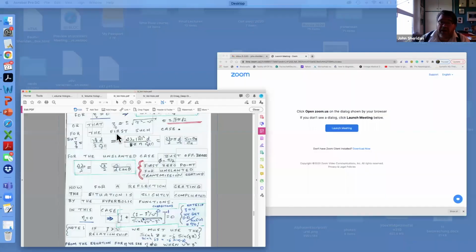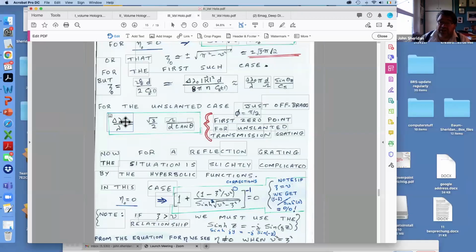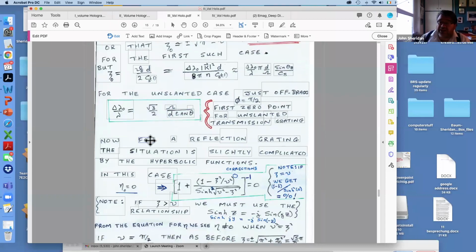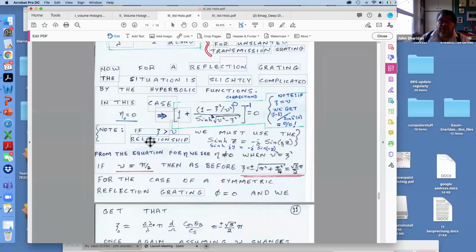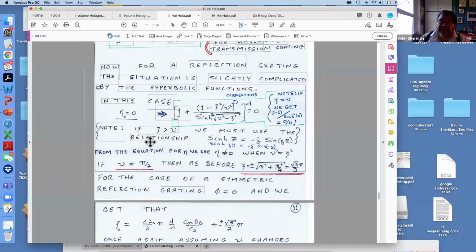So we have a non-Bragg case. We've got the variation that we have to use, and that's going to be equal to that, defined in terms of the period and the thickness of the grating and the tan of the theta angle. So again, hopefully you can see why this is very handy. Yeah, we can come up with these nice little expressions that give us first order estimates of where the half power bandwidth is, of where the first zero is, and this has consequences for the use and application of these devices. Now for reflection grating, the situation is slightly complicated by the hyperbolic functions.